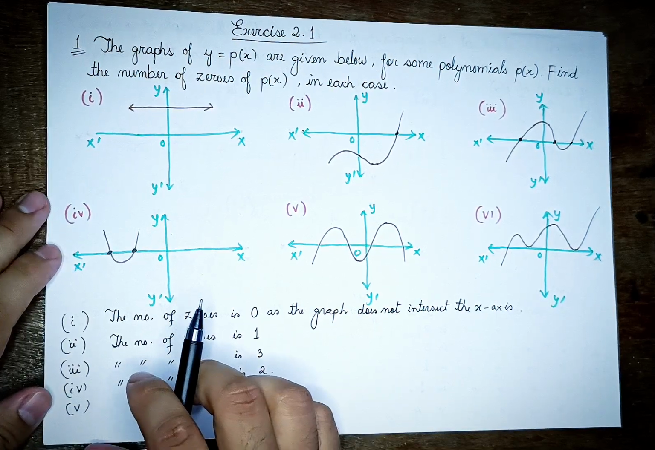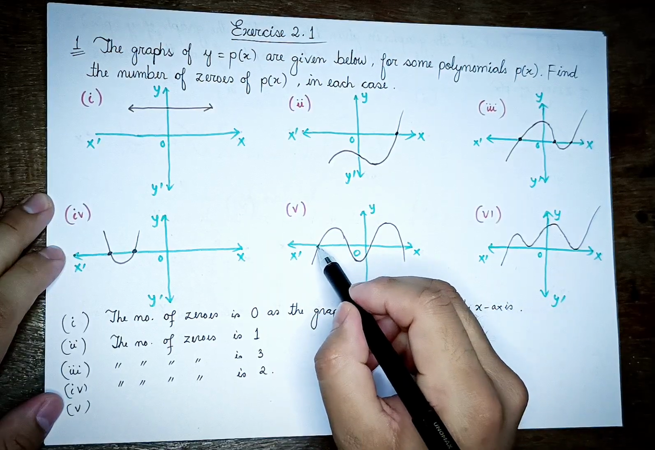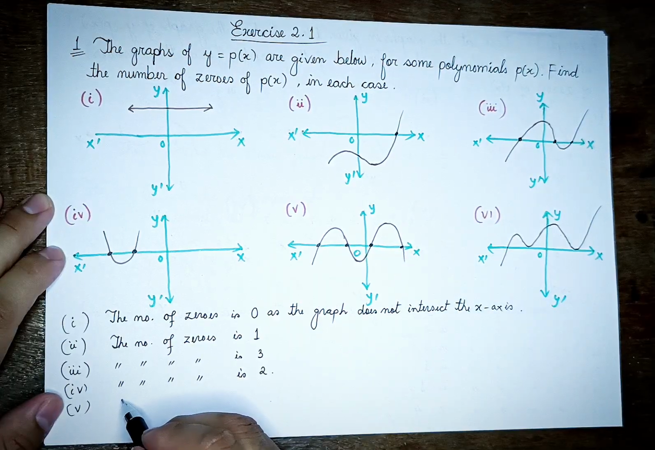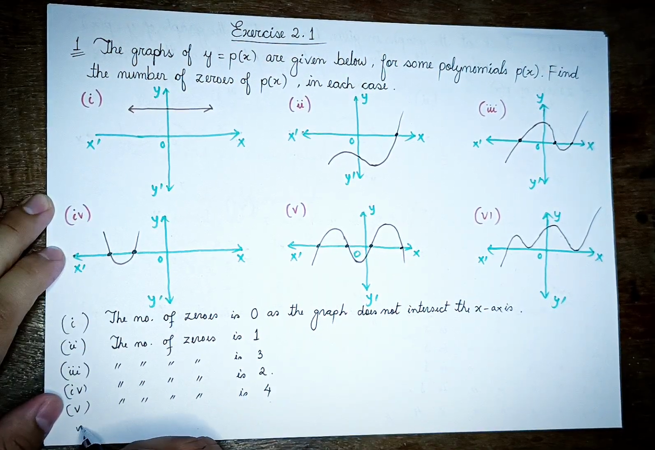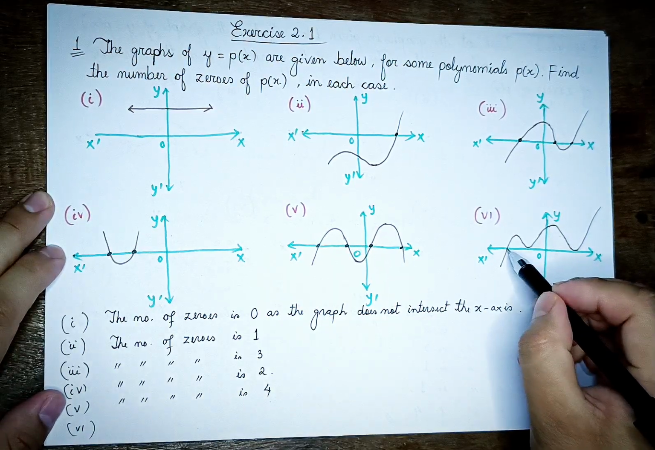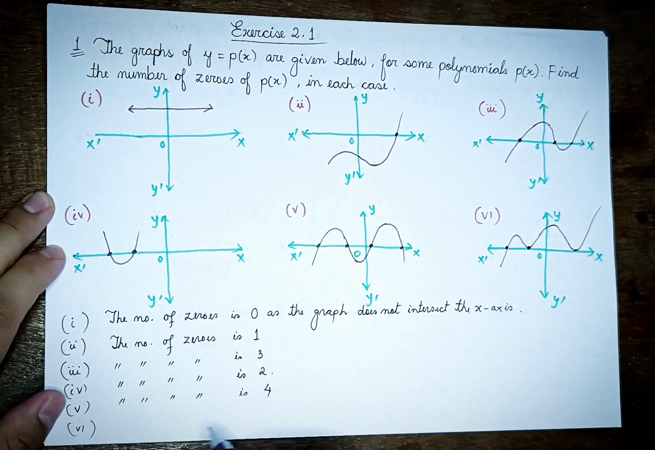Next, Roman number 5. Here this graph and the x-axis intersect at 1, 2, 3, 4. So the number of zeros will be 4. Number of zeros is 4. Next is Roman number 6. Here this graph and the x-axis intersect at 1, 2, 3. So the number of zeros will be 3.